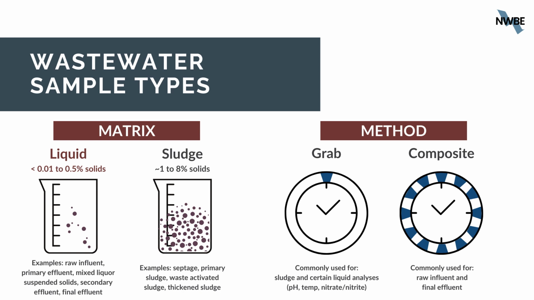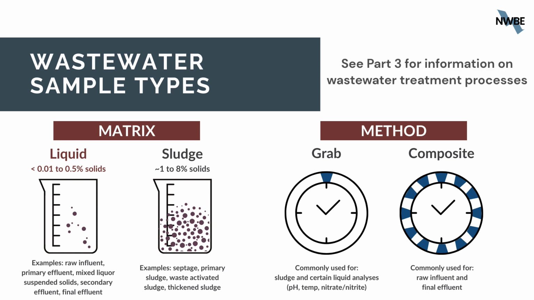And just a note that 1% solids translates into 10,000 milligrams per liter of total suspended solids, or TSS. And we're going to talk about TSS in just a minute. And just a reminder that we cover the different wastewater unit treatment processes back in part 3 of this series. So that's where we talk about things like primary clarifiers, primary effluent, secondary effluent, and things like that.